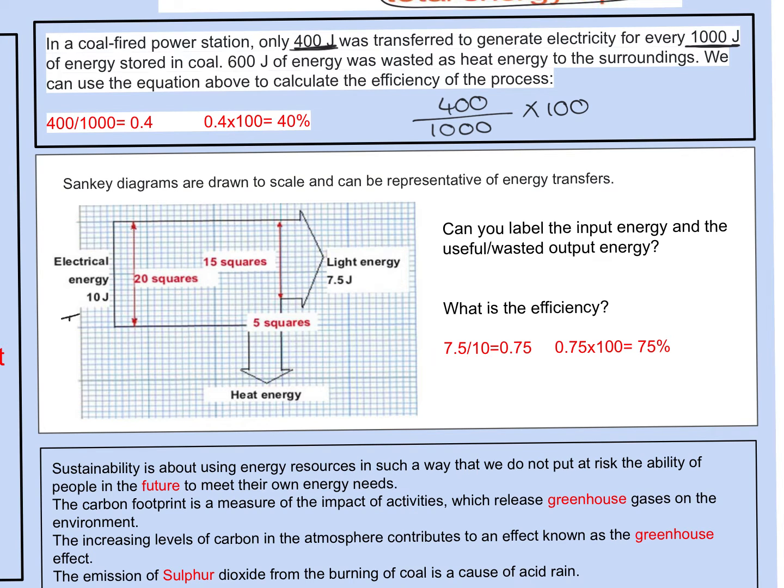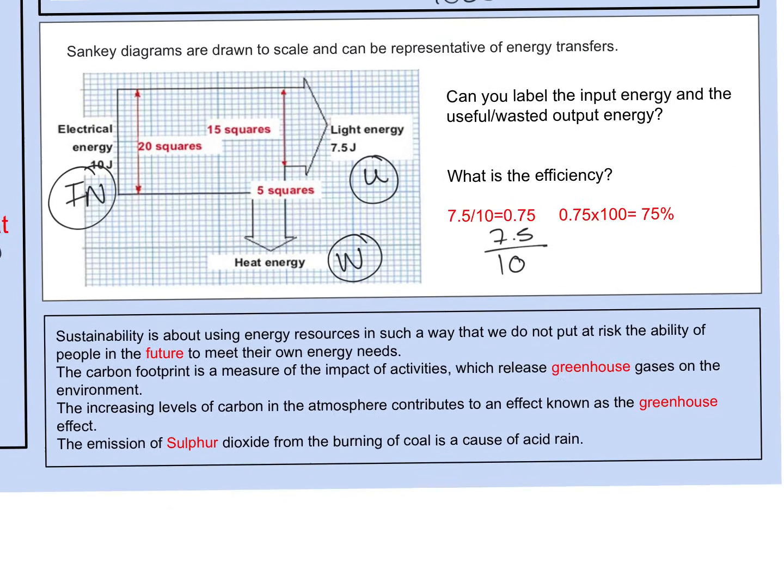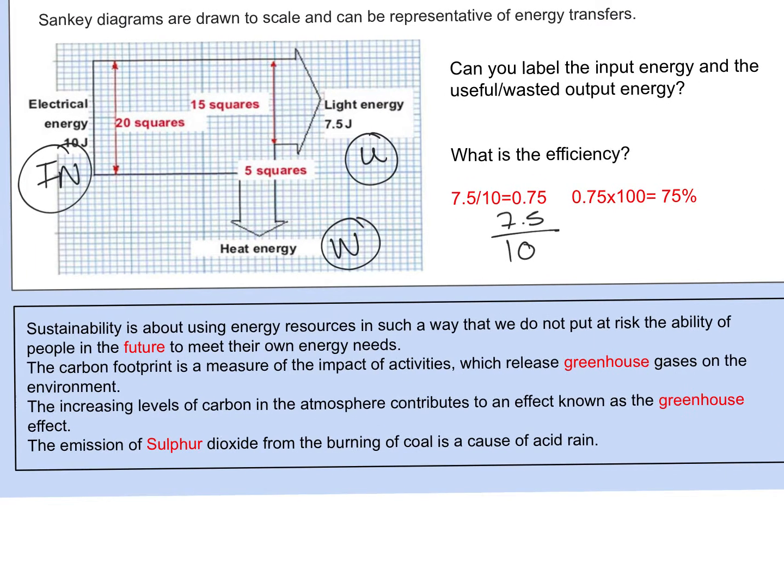Okay, Sankey diagrams, can you label an input? So this is the input energy here, in. This is the useful energy here, and this is wasted. Can you see how all the squares add up? So there's 20 squares there, 15, 5, so it's drawn correctly. Efficiency again, 10 joules go in, so that's going to be on the bottom, 7.5 is useful. Make sure you times by 100 when you're doing percentages.